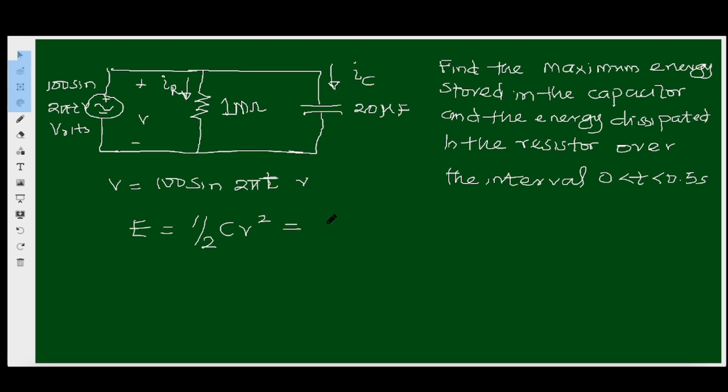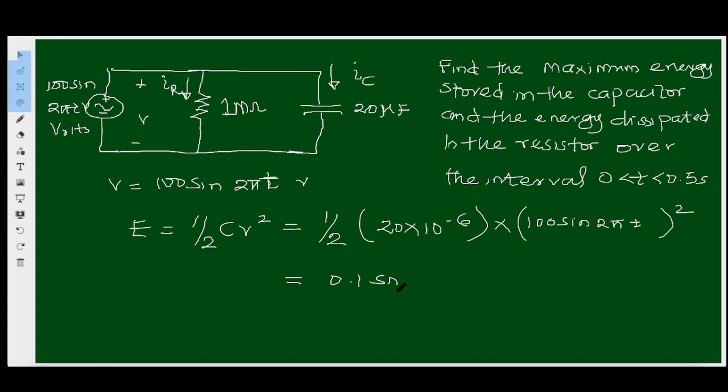The capacitor is 20 microfarad. This is 1 over 2 multiplied by 20 times 10 raised to the power minus 6 multiplied by 100 sine 2 pi t, squared. Right, so if we solve this, we should have 0.1 sine squared 2 pi t, and the unit is joules. That's very, very simple.